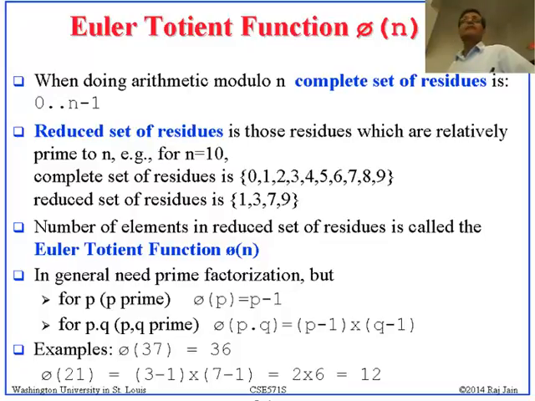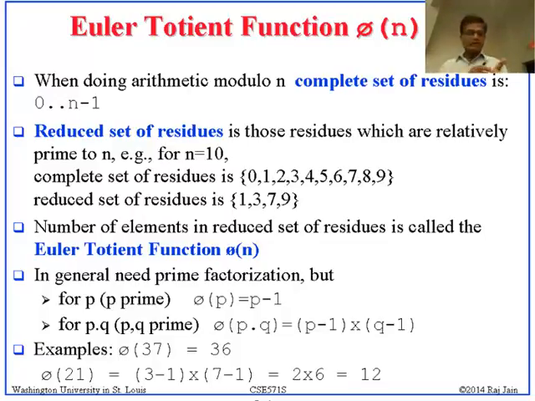21 is not prime. So 21 is 3 times 7, p times q. So you take 3 minus 1 and 7 minus 1, and you get 2 times 6, 12. So there are 12 numbers. You can write down all the numbers, so it's very easy to do. How do you calculate this?